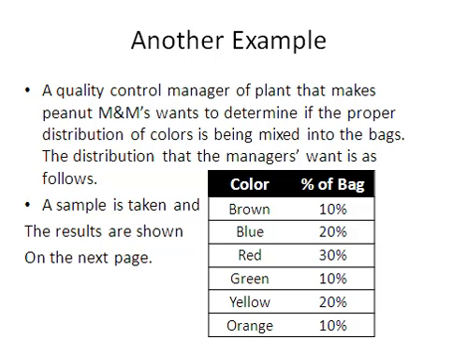All right, now a couple of years ago I got this information. What percentage of colors do you make in your M&Ms? And I got this distribution: 10% brown, 20% blue, 30% red, so on and so forth. So a quality control manager would be taking a sample of bags and counting how many of these colors are there.